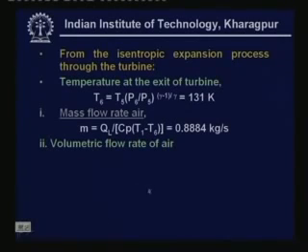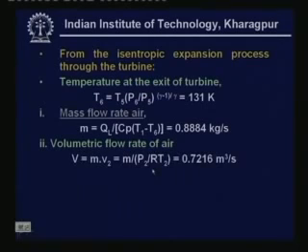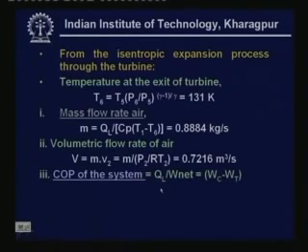Next is we have to compute the volumetric flow rate at compressor inlet. So volumetric flow rate at compressor inlet is simply equal to mass flow rate into specific volume of air at that point. And since we are assuming the air to be perfect gas, specific volume of air is given by P by RT at compressor inlet. That means ultimately the volumetric flow rate V is equal to m dot divided by P2 by RT2, where P2 is the suction pressure, that is 100 kilopascal, R is the gas constant, and T2 is the inlet temperature, which is equal to 283 Kelvin. So if you substitute these values, you will find that volumetric flow rate is 0.7216 meter cube per second.